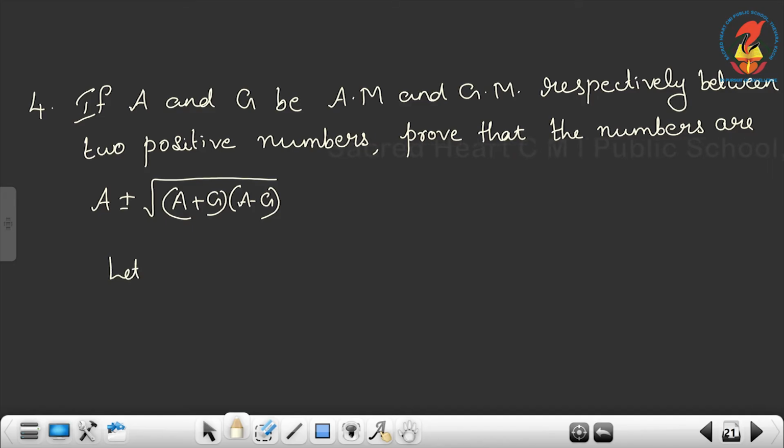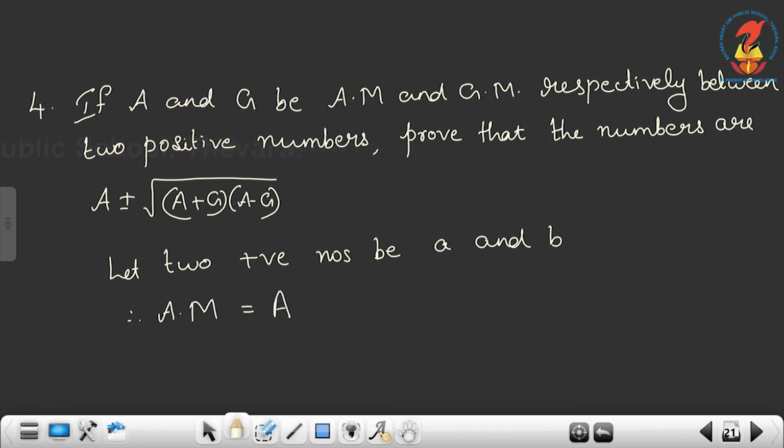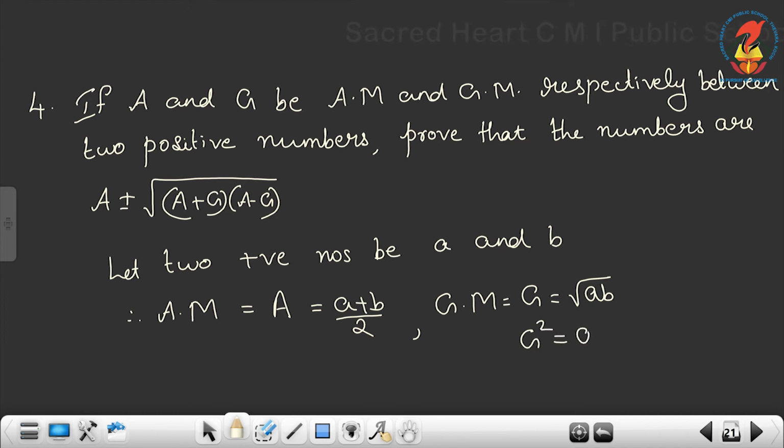So let the two positive numbers be a and b. Therefore, the AM, arithmetic mean, that is the same as capital letter A, as given in the question, is defined as (a plus b) by 2. Now the GM, capital G, is root of ab, or G square is equal to ab.